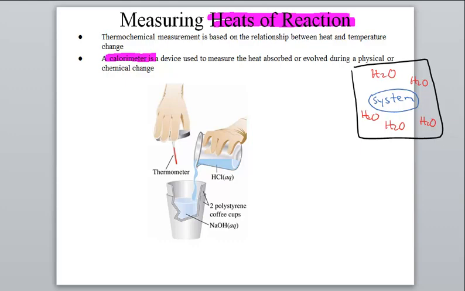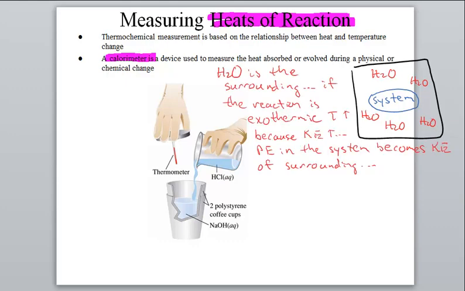So there's going to be some heat. If energy is flowing out, we'll assume that all that energy that flows out of the system becomes kinetic energy of the water molecules. So if it's an exothermic reaction that we're studying, then those water molecules would move faster, meaning the temperature would increase. For this type of exothermic reaction, the potential energy of our system, of the reactants and products, eventually becomes kinetic energy of the surroundings.